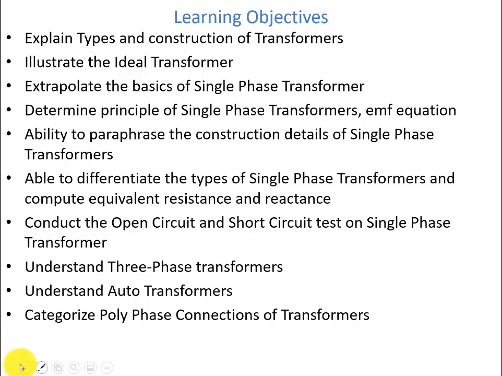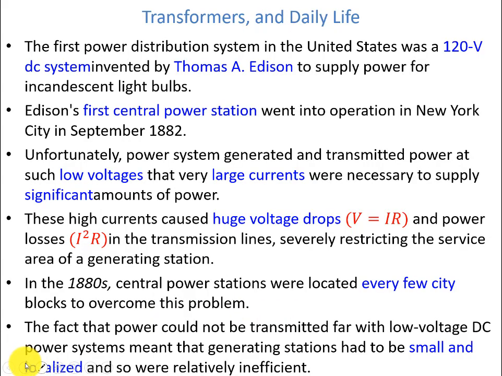So the first objective is to explain types and construction of transformers, illustrate the ideal transformer, then extrapolate the basics of single phase transformer, then determine physical principle of single phase transformers, EMF equation, ability to paraphrase the construction details of single phase transformers, able to differentiate the types of single phase transformers and compute equivalent resistance and reactance, conduct the open circuit and short circuit test in single phase transformer, understand the three phase transformers, understand auto transformers, categorize polyphase connections of transformers.